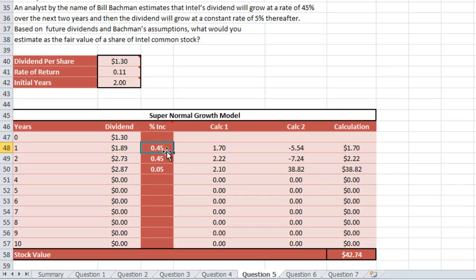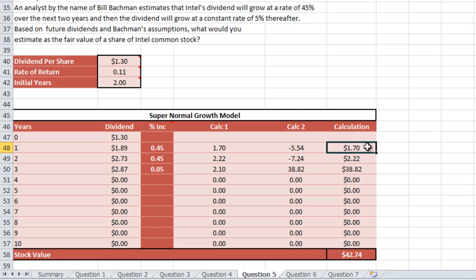Next up, we are going to select our percentages over those particular years. Since we know that the growth rate will be at 45%, we'll add 45 here and 45 here to signify the first 2 years, and then thereafter it will be at 5%. What this does is some calculations in figuring out what the present values of everything are. Again, this will be available to you via our Facebook page.